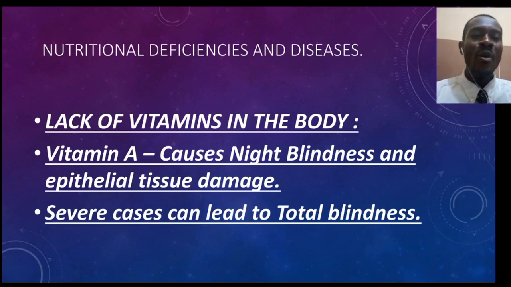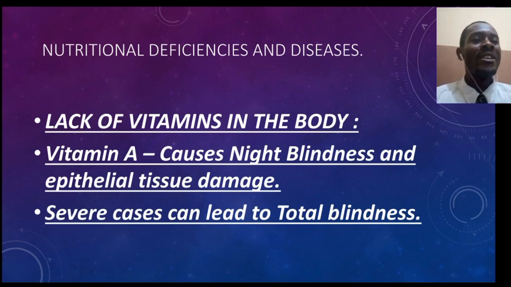It can cause what is known as night blindness. What is night blindness? Night blindness is a condition in which somebody is not able to see very well under a dim light. So the person can only see where there is bright light. That condition is known as night blindness. And then another thing it can cause is epithelial tissue damage.